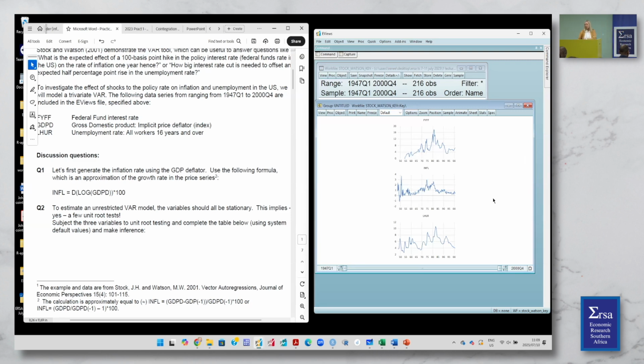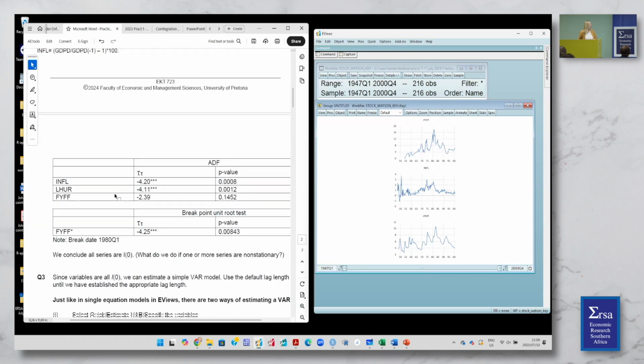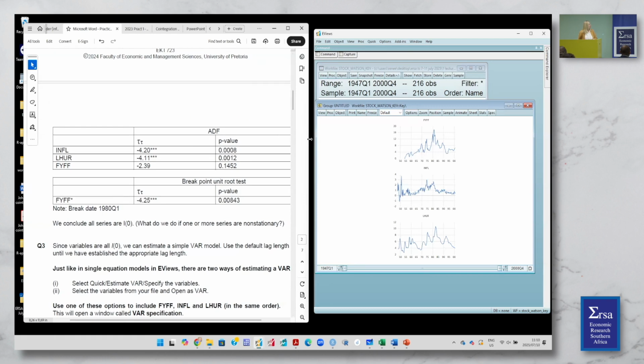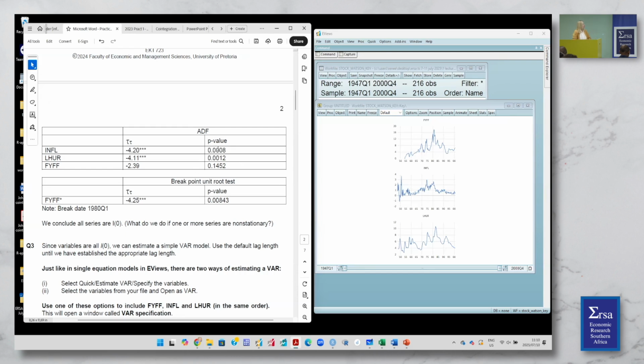This actually just crossed my mind now, that this might not be the best calculation. I think I followed what was done in the paper. So if we perform unit root tests, and this is one of those occasions that you can see, this is just the quick and dirty way: run the unit root test for the intercept model. Inflation and unemployment appear to be stationary, but the federal funds rate is not stationary.